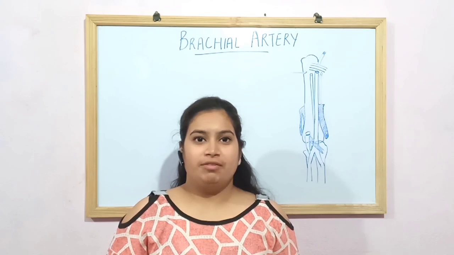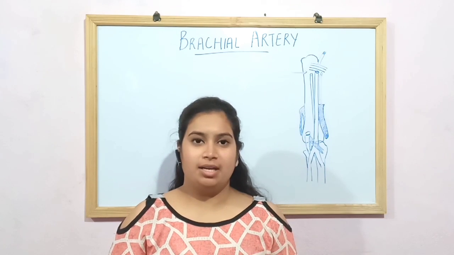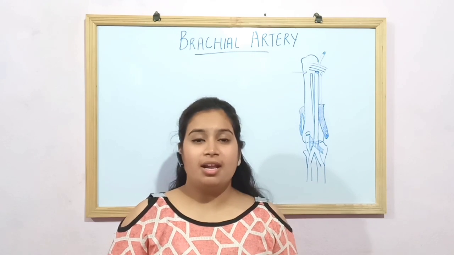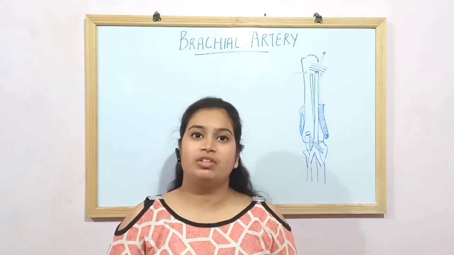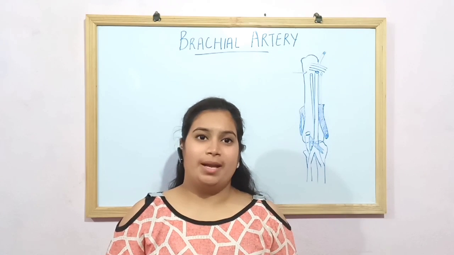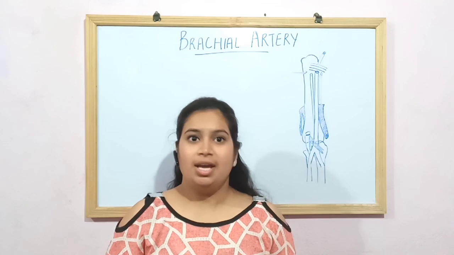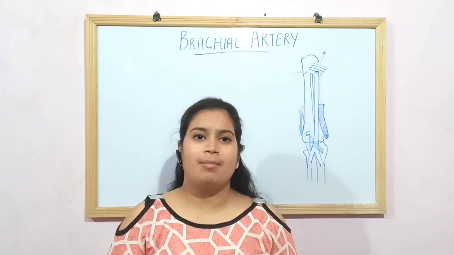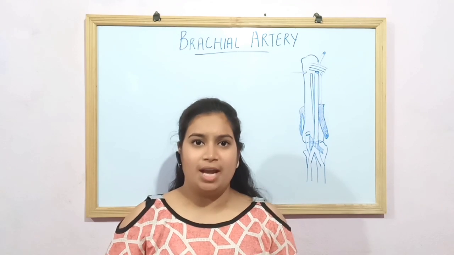Till now we are done with the subclavian artery and axillary artery. So now our next topic is brachial artery. Brachial artery is the continuation of the axillary artery. In this video, I am going to explain you all about the brachial artery, its origin, its extent, its courses, relation, diagram, anastomosis, branches and applied path.